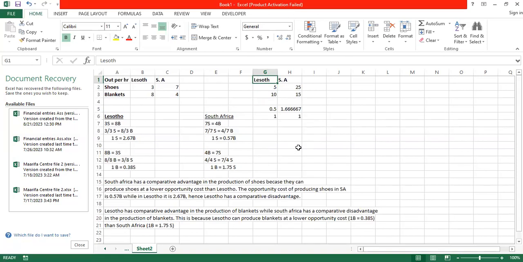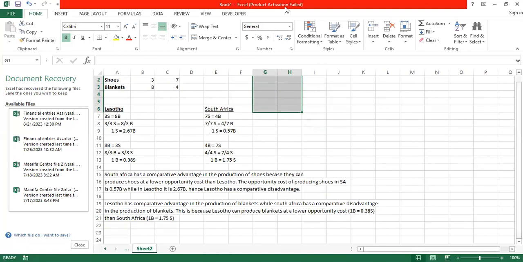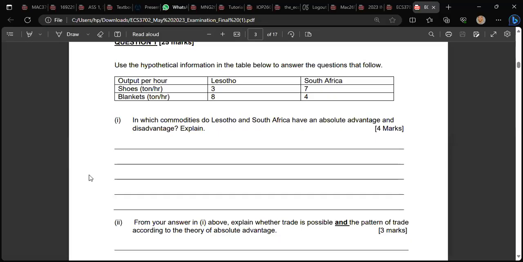But I don't think our lecturers want it that way. They simply want you to go straight to the theory of opportunity cost. All right, and then where are we now?